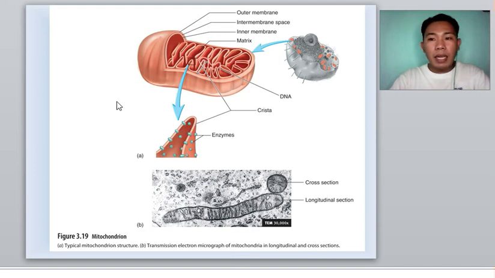This is a typical mitochondrion structure wherein we can observe the cristae, or the inner folds, containing, of course, the different enzymes needed for ATP production. So this one is a transmission electron micrograph of a mitochondria in longitudinal and cross section.